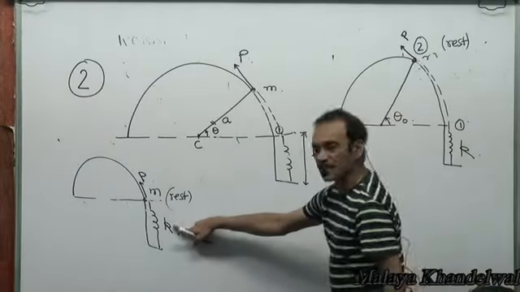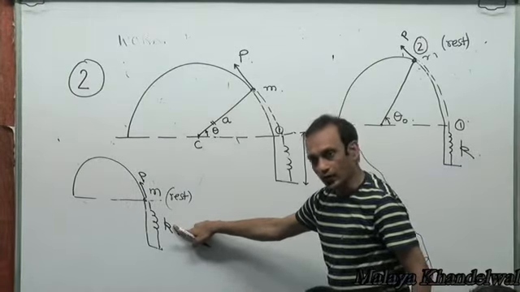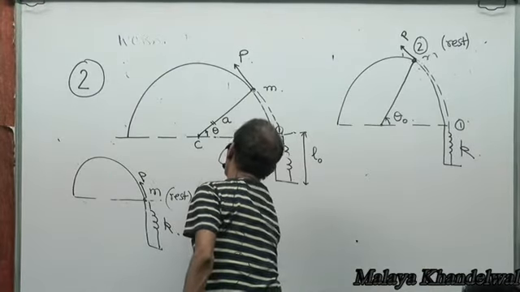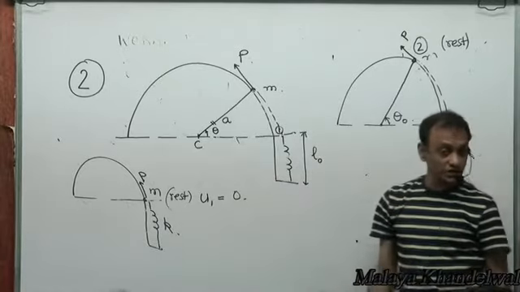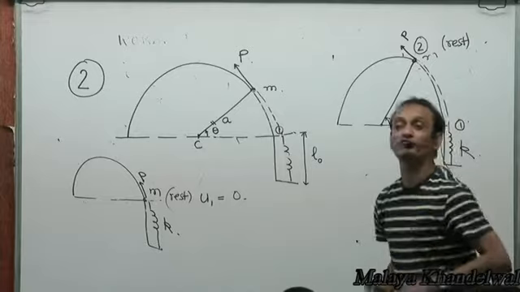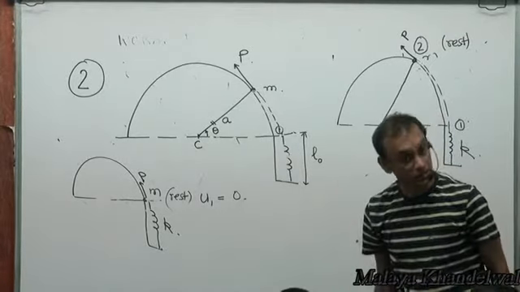Now, in this state, what is the elongation in the spring? 0. Right? So the elastic potential energy of the spring, U1, is 0. That's the elastic potential energy of the spring in this state. Because I'm seeking to compute the work done by the spring force first. Work done by the spring force would be the negative of the change in elastic potential energy.